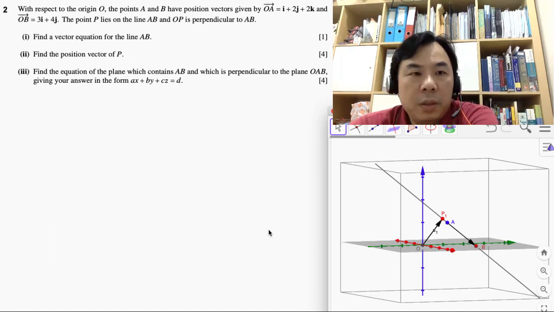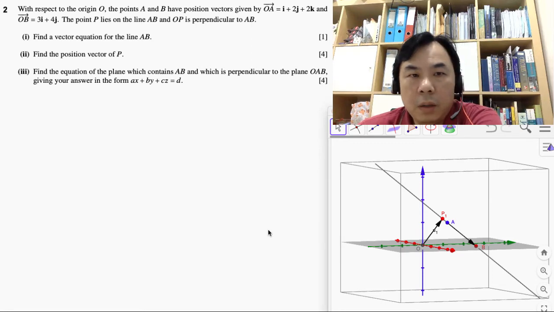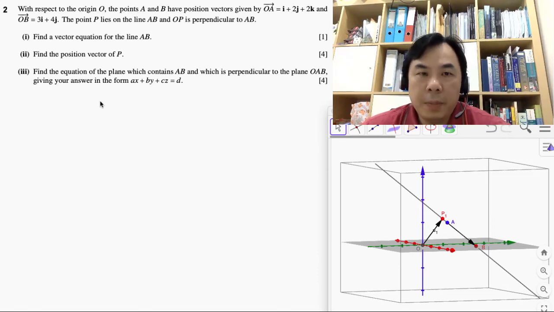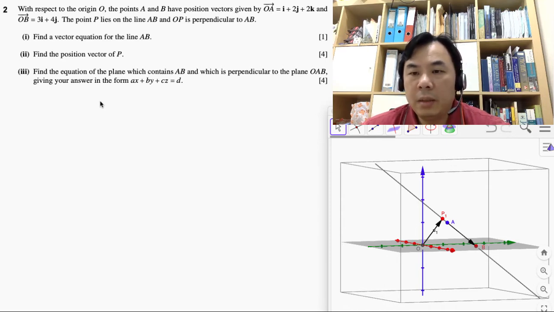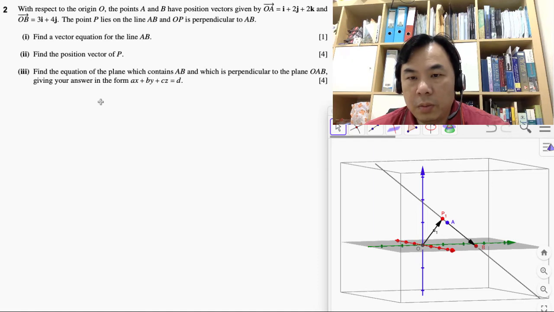First question: find a vector equation for the line AB. In order to find the vector equation for line AB, what we need to know is the direction of the vector AB, and then next, we need to know any point that this line passes through. The direction for this line AB, I'll write down as n_AB. So we're going to find the direction that represents this line.